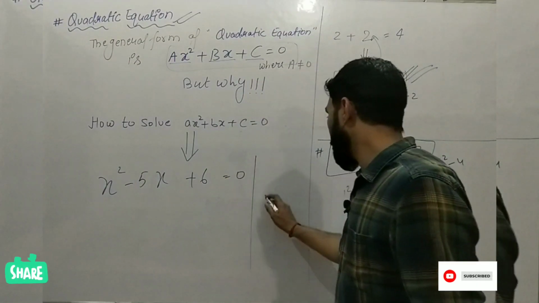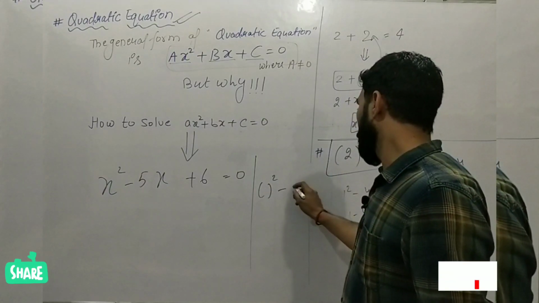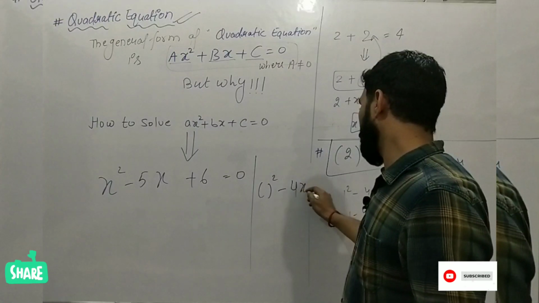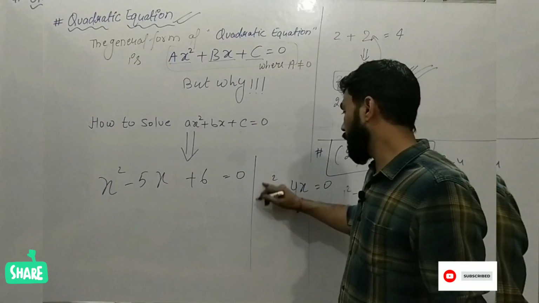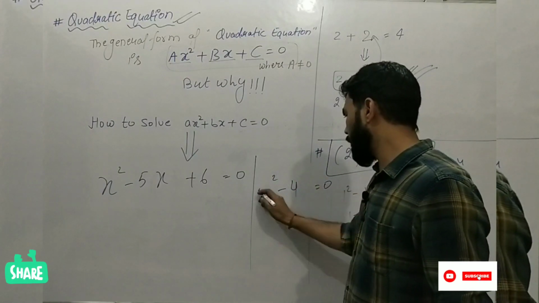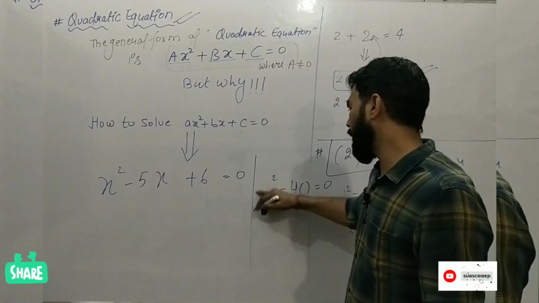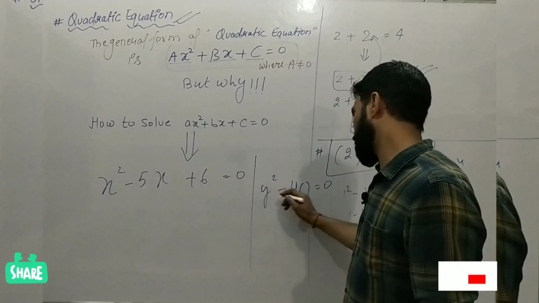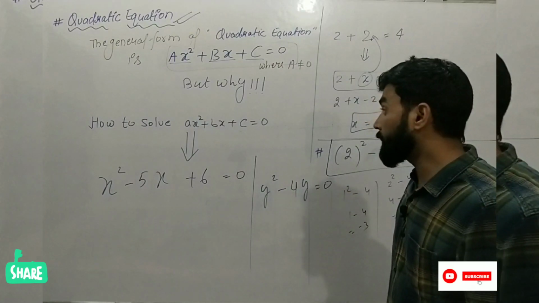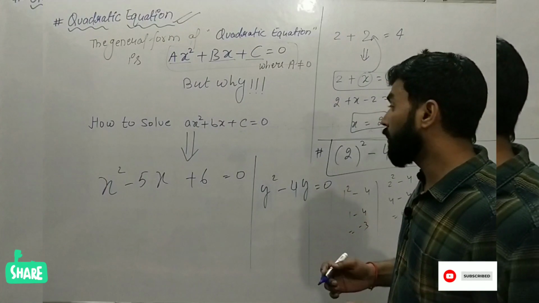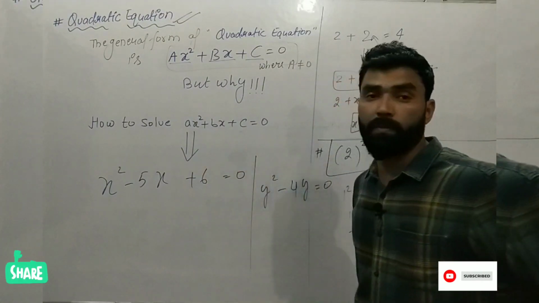One more quadratic equation can be: if I ask you that the square of a number minus 4 times that number is equal to 0. So whatever you want, you can take as a variable, x, y, z. So here if I am writing y, this is again a quadratic equation, right? So the very first thing that hit my brain was what the first approach could be by which we can solve a quadratic equation, right?